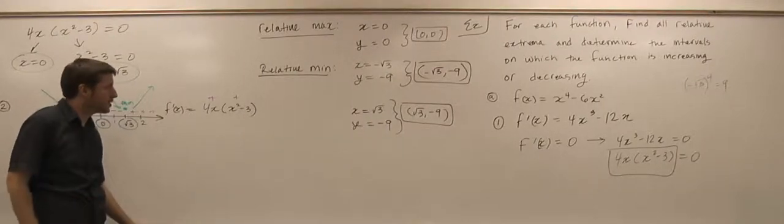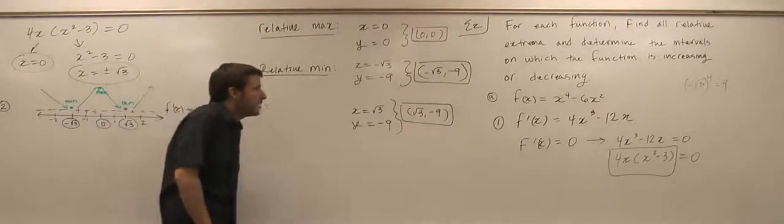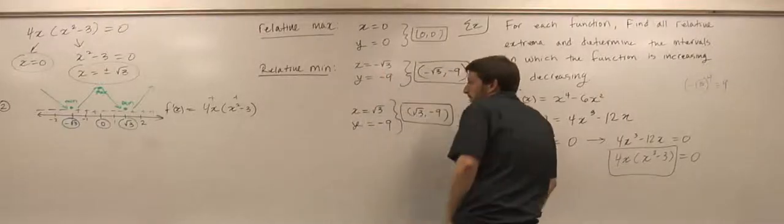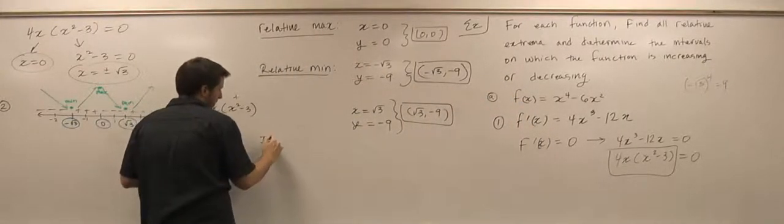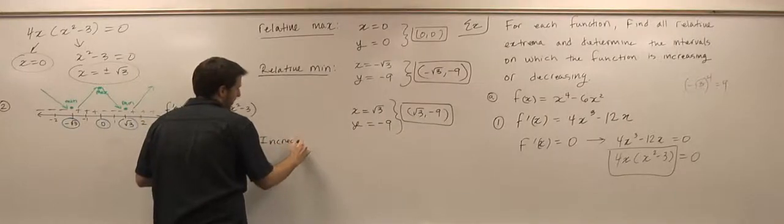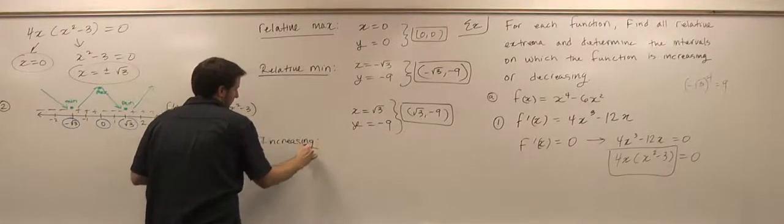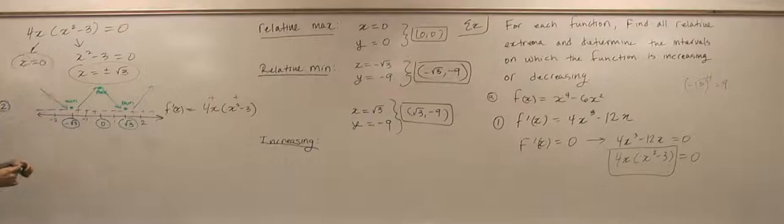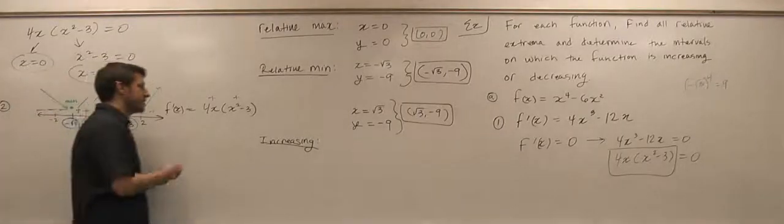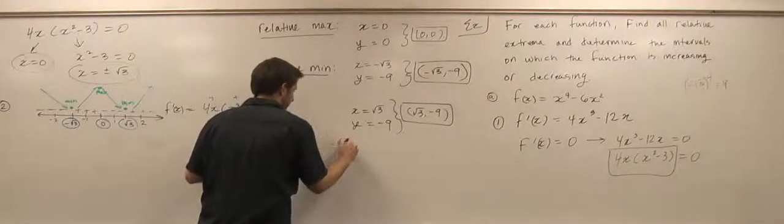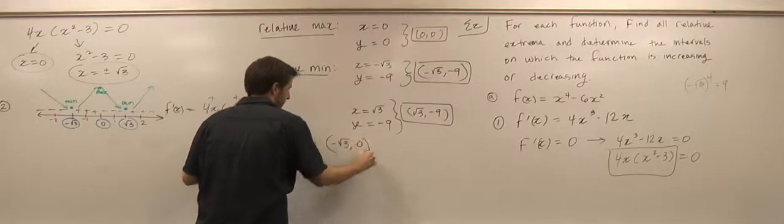What about the intervals that I'm increasing on? What intervals is my function increasing on? Remember how to write that? Open bracket, parentheses, negative root 3 to 0. Right, so on this interval my function's going up. So for increasing I'll put negative root 3 to 0.